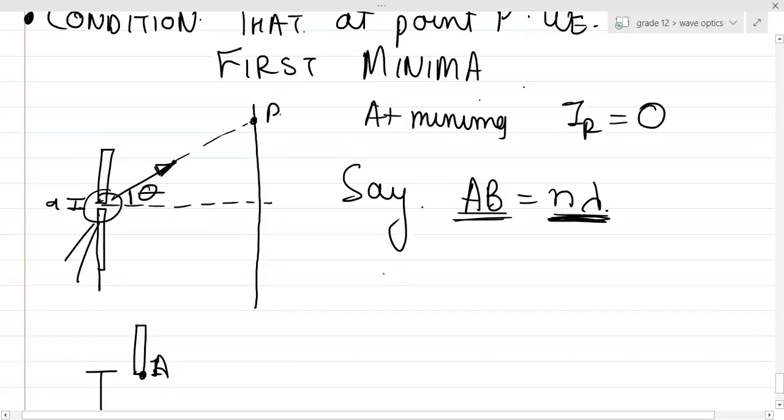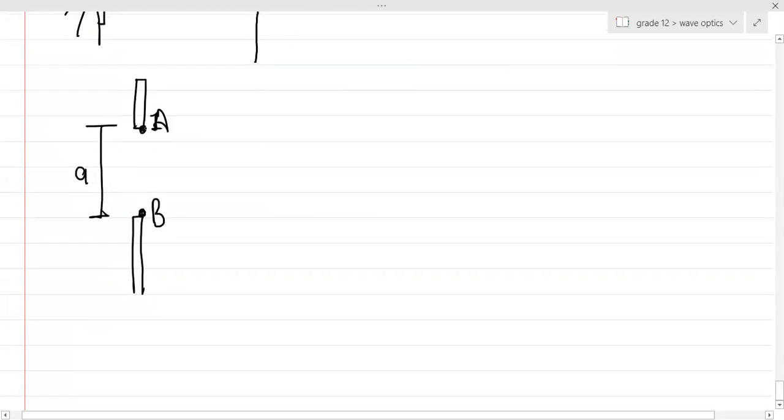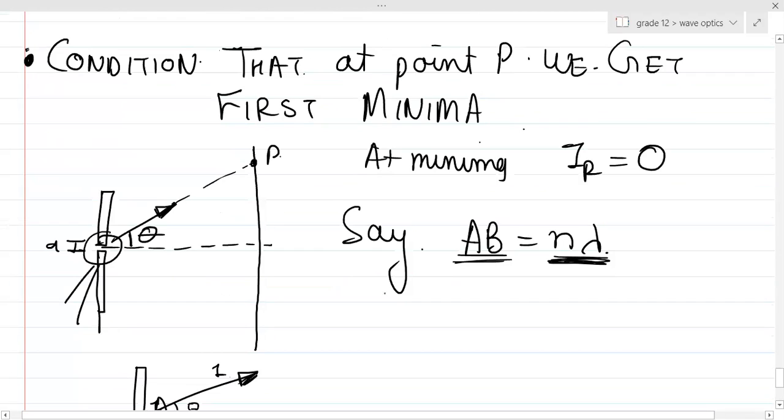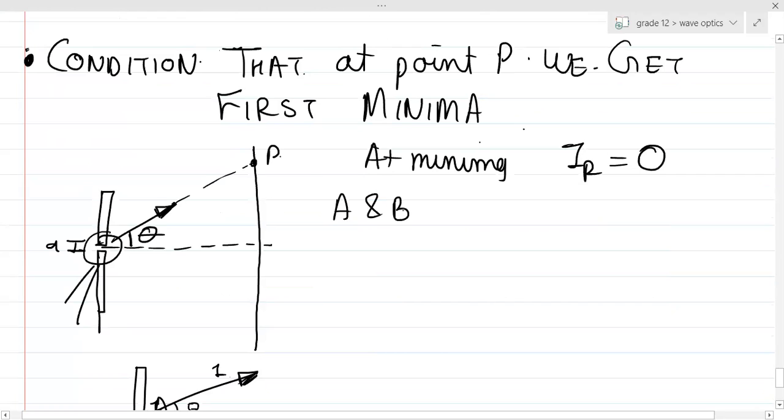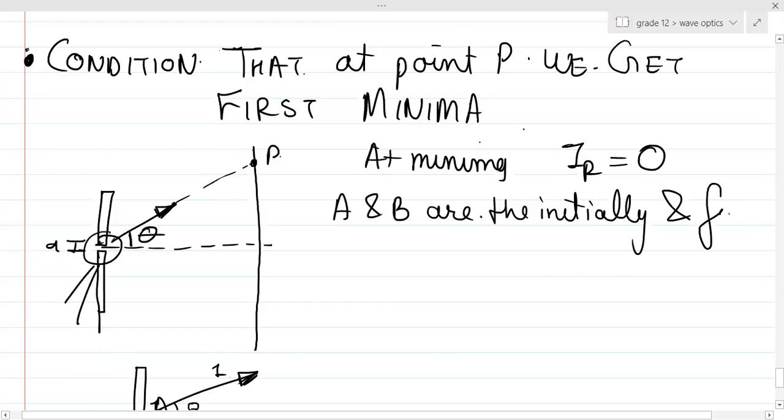Okay, so if I talk about the path difference between two waves, let's say this is your first wave and this is your n plus 1th wave. So this angle is also theta, this angle is also theta, this distance is a. If I drop a perpendicular again, can you see the path difference between the waves from A and B? Let's say A and B are the initial and the final secondary source.